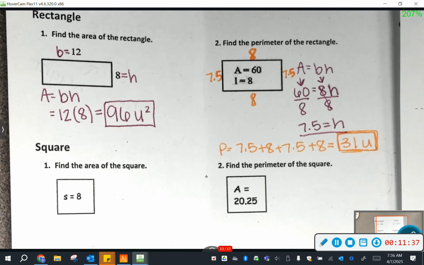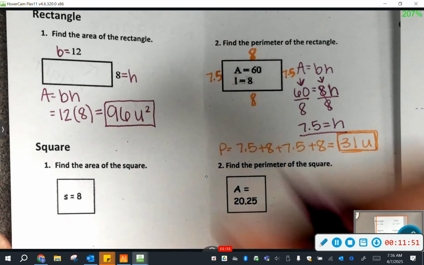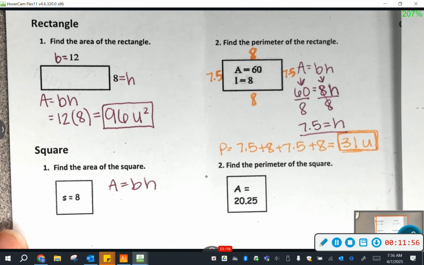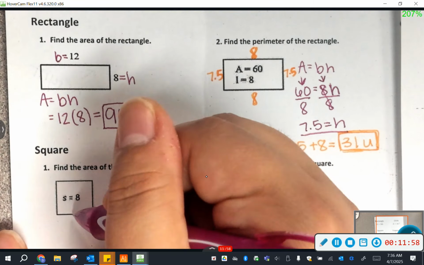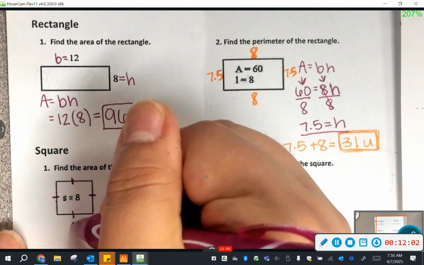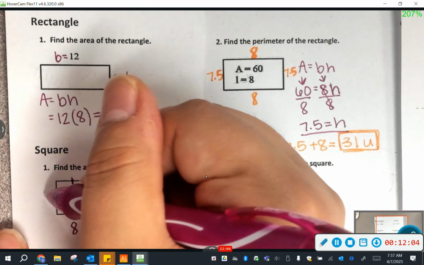What about a square? What did I say the formula for a square was? It's still base times height, right? Do y'all agree a square is a rectangle? So it's still base times height. Now, a square is special though. Why? Do y'all agree the base and the height are going to be the same? So if this base is 8, what's the height going to be?